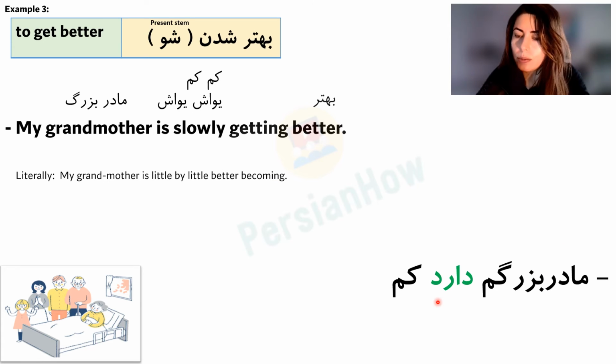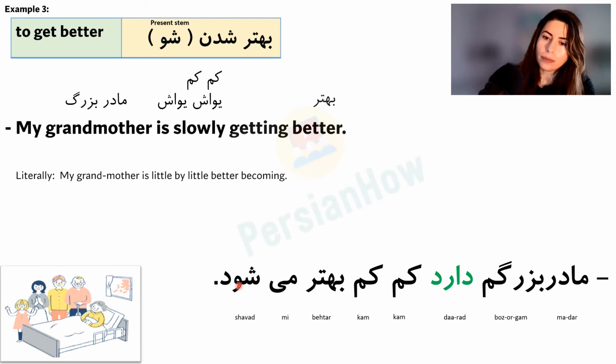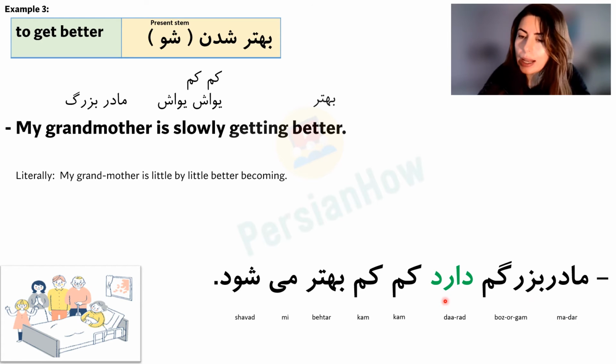مادر بزرگم دارد کم کم بهتر می شود. One more time. مادر بزرگم دارد کم کم بهتر می شود. So here, what would be the informal of this? دارد becomes داره. And for می شود, there's a drastic informal change. So می شود becomes میشه.